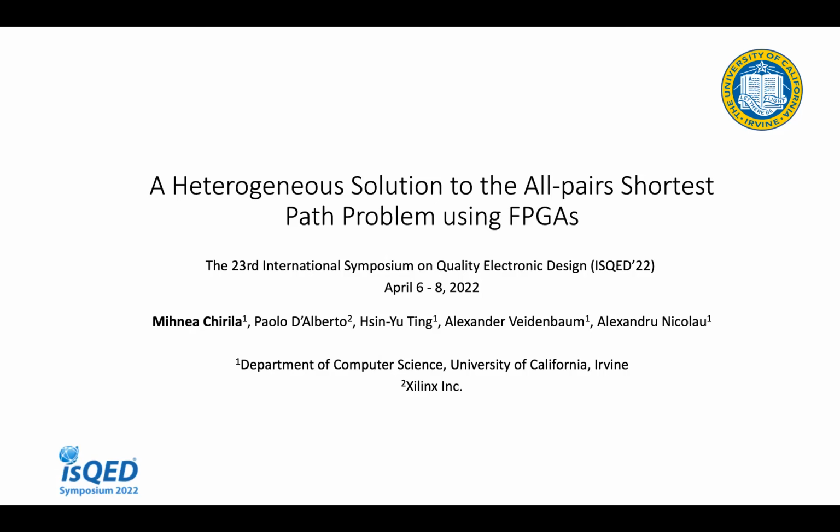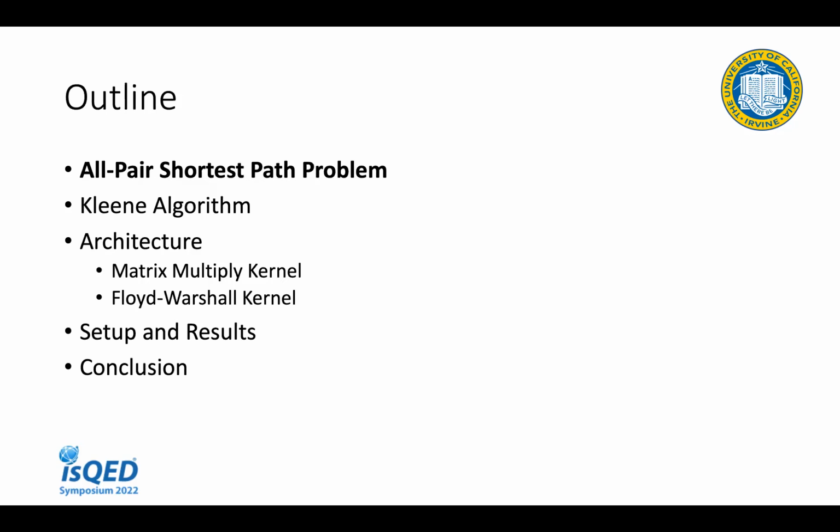The work titled A Heterogeneous Solution to the All-Pair Shortest Path Problem using FPGAs has been done in collaboration with my colleagues and advisors from the Department of Computer Science and with the help of Xilinx. In this presentation, I am going to cover the problem we've tackled, our proposed solution, the implementation of our solution, as well as our results and conclusion.